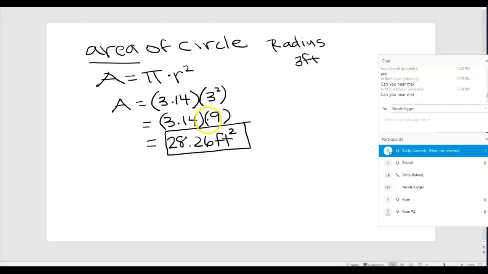All right, let's do one with circumference also, just to show you the difference. Circumference, remember, is around the outside of the circle. On this one, it's asking you to find the circumference when the diameter is 4 inches.